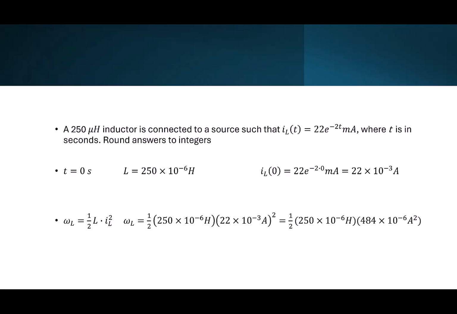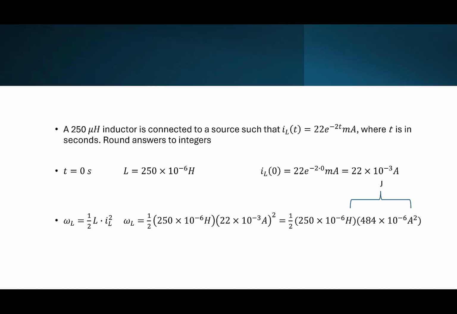I can leave the 1/2, the 250 times 10 to the negative 6. When I square 22, I get 484. When I square 10 to the negative 3, I just multiply 2 times negative 3, which is negative 6. Here's where we should stop and talk about the units. An amp squared times a henry is a joule.